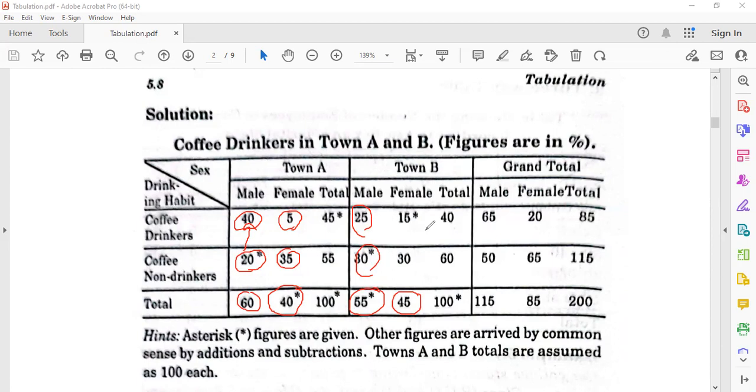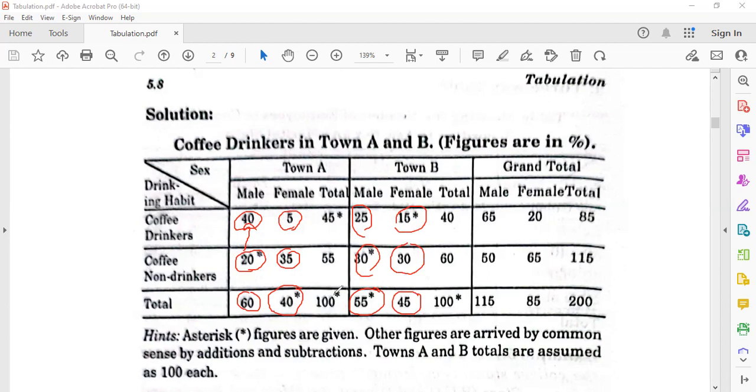And also it is given that the female coffee drinkers is 15%. So therefore, 40 minus 15, what you get is 25. Similarly, we know that the female is 45. In this, the female coffee drinkers is 15%. So therefore, 45 minus 15, what you get is 30. So that is how you get these subtotals.